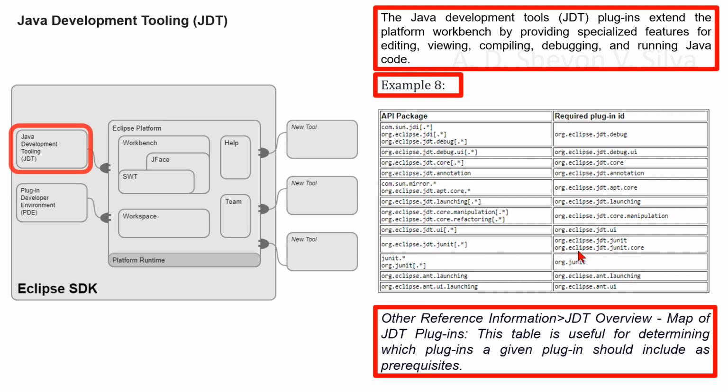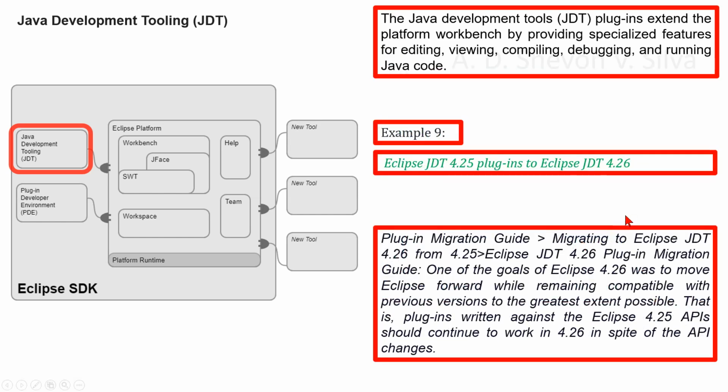org.eclipse.jdt.junit and org.eclipse.jdt.junit.core. Here API package junit.* and org.junit.*, and required plugin org.junit. API package org.eclipse.jdt.launching and required plugin org.eclipse.ant.launching. Here API package org.eclipse.ant.ui.launching and required plugin org.eclipse.ant.ui.